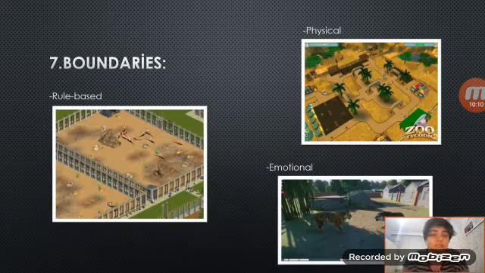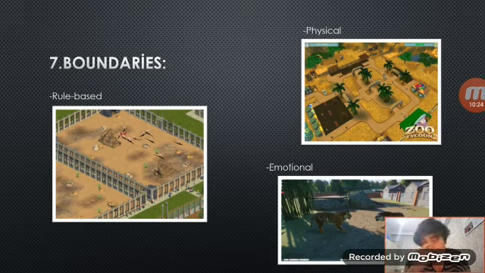The seventh one is boundaries. Physical boundaries are the area you have, the place you have, because you can't construct everything everywhere. So the place you have is a physical boundary. The rule-based boundary is basically that you can't put every animal in the same cage. For example, if you put lions and bunnies in the same cage, then the lions kill the bunnies, so you shouldn't do that.